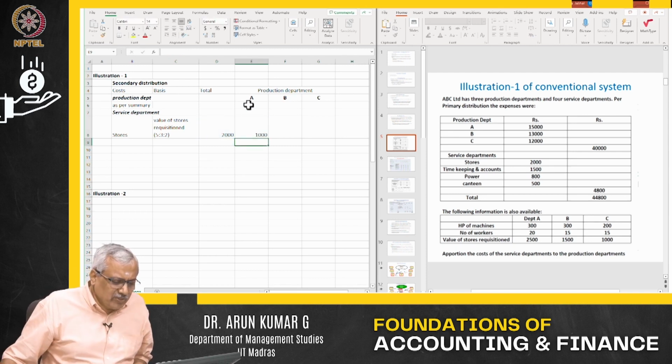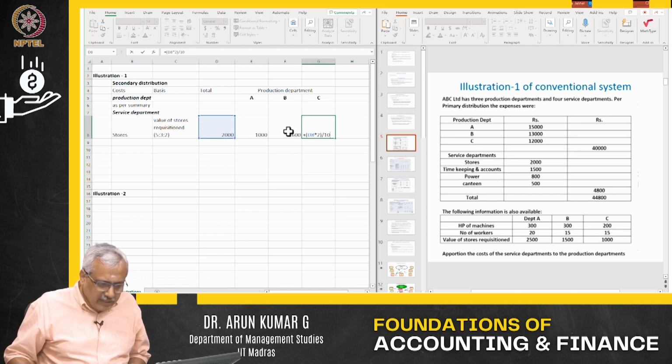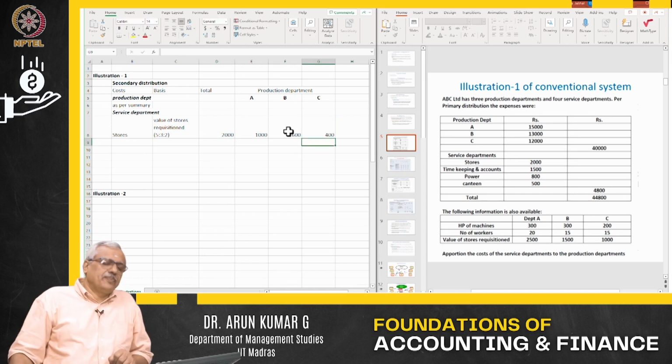So, 1000 rupees worth of stores goes to production department A, a simple straight allocation. I will do the same thing again: the same $2000 into 3 divided by 10, and that is perfectly all right. And then $2000 into 2 divided by 10, and that is gone, straight and simple.